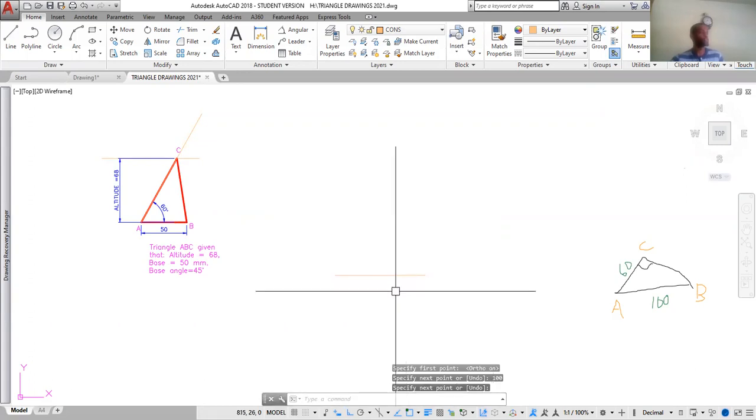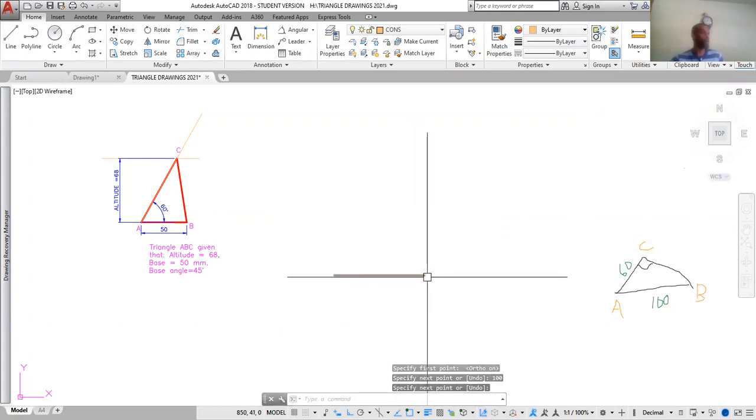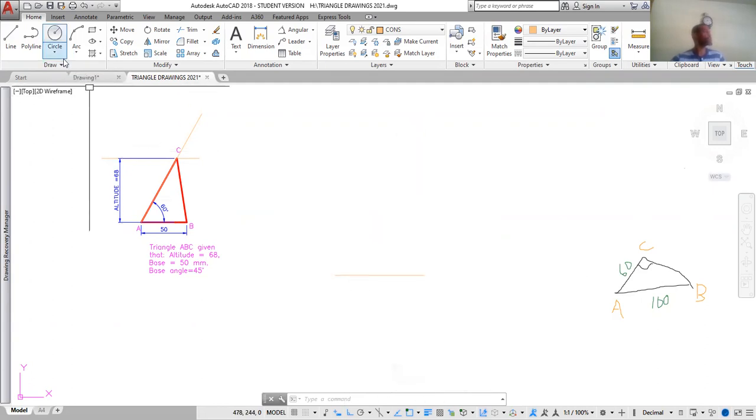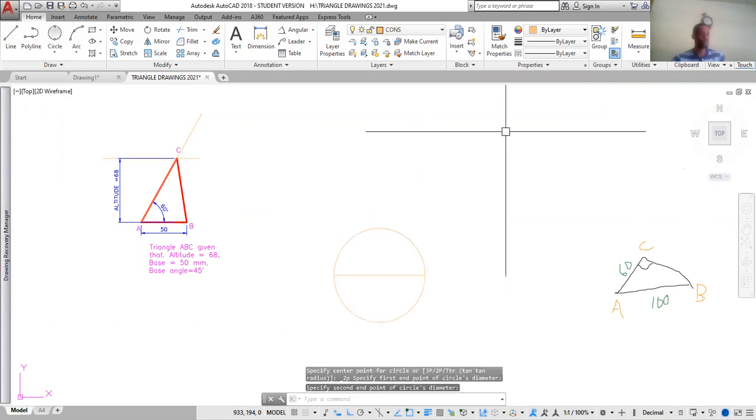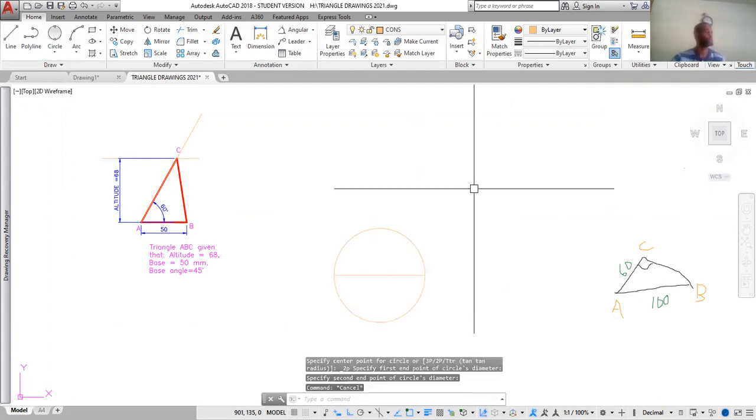The next step is to draw a circle to pass through these 2 points. To do that, I click on the circle drop down, then I click 2 points, 2P. I then touch this side and that side, escape.